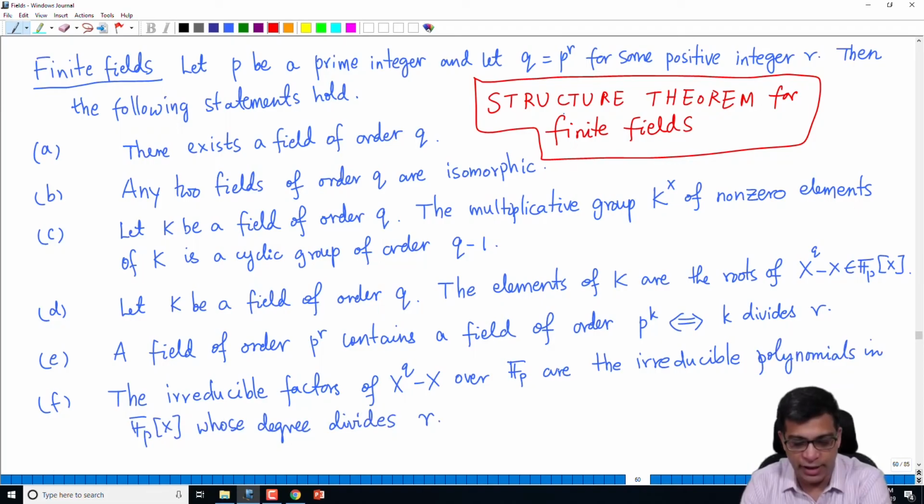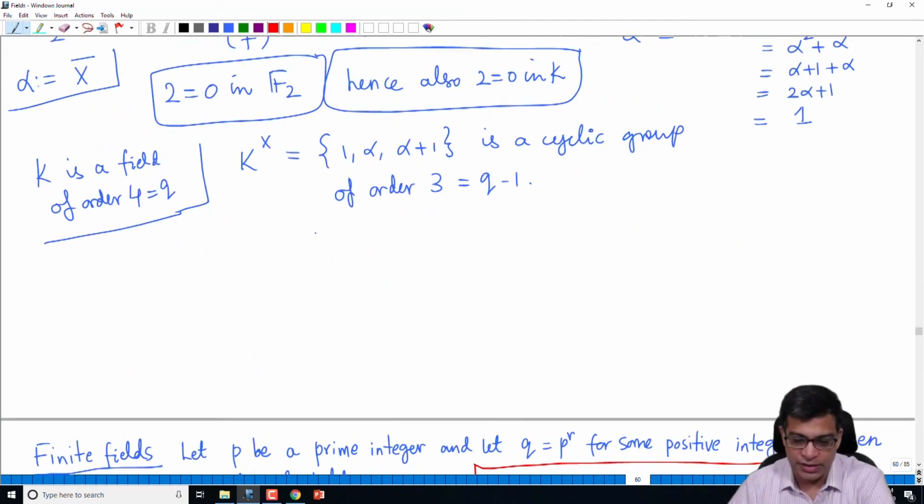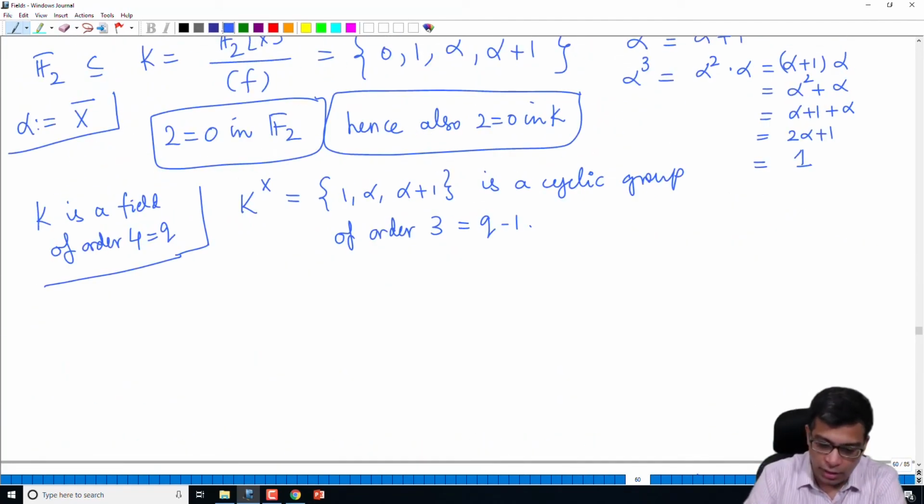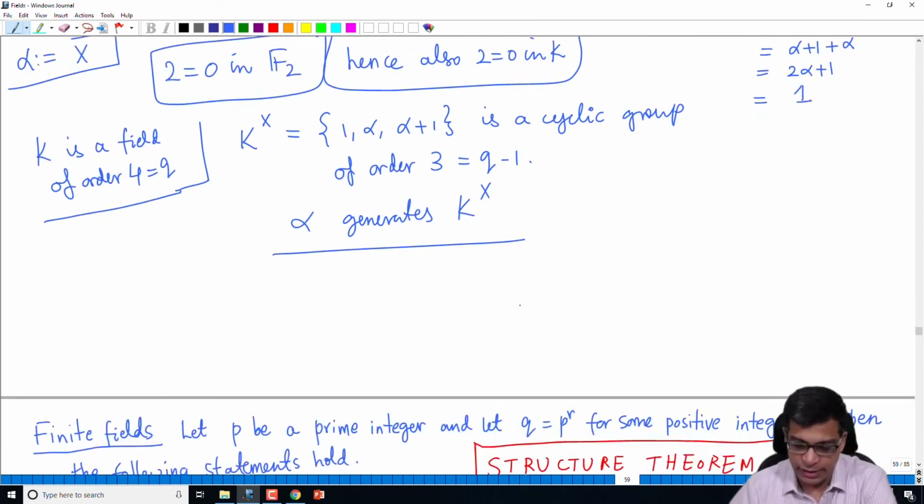Second statement is that any two fields of order Q are isomorphic, which we'll prove. Third statement is that if you take a field of order Q and take the multiplicative group of non-zero elements, certainly it will be a multiplicative group of order Q minus 1, but it is in fact a cyclic group. Okay, so that's the third statement, which remember I illustrated here. Here alpha generates K cross. So it's a cyclic group.